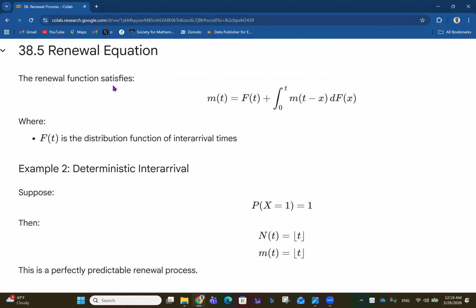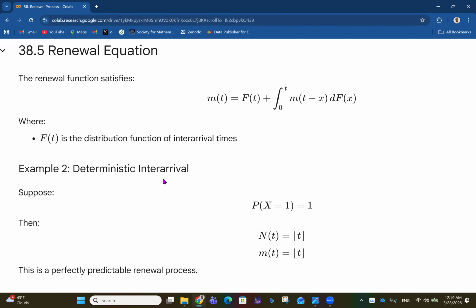So the renewal function satisfies that m of t is F of t plus the integral from 0 to t of m of (t minus x) dF(x), where F of t is the distribution function of interarrival times. And then we have example 2 now.